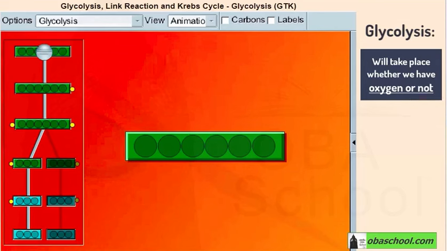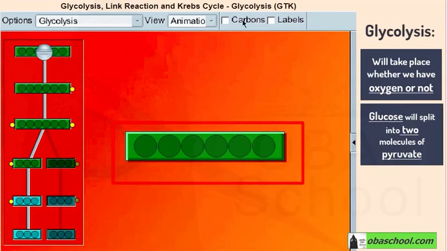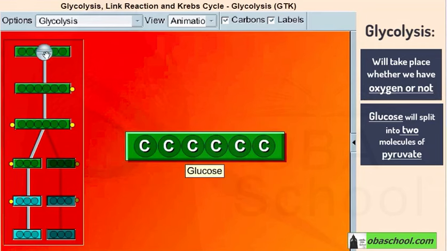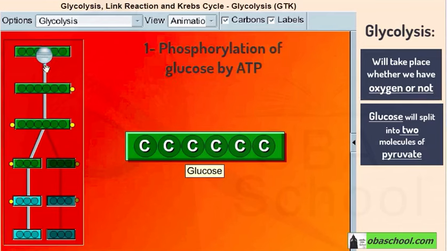So during glycolysis, glucose, or the 6-carbon molecule, will split into 2 molecules of pyruvate. So let's observe how this will take place. At first, glucose is phosphorylated by a molecule of ATP.